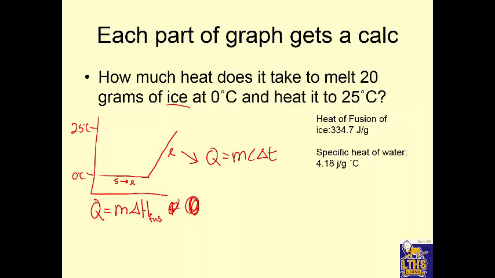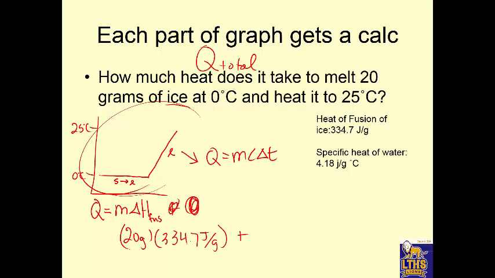Now, if I want the total heat for this whole thing, Q total, I have to add those two together. So I would take this Q, I would get the mass. It says 20 grams, given in the problem. Delta H of fusion is 334.7 joules for every gram. Plus the mass again, still 20 grams. We haven't changed the mass. Specific heat is 4.18 joules per gram degree Celsius. And then we have to figure out the delta T. So delta T is the final temperature, 25 degrees, minus the initial temperature of 0, and you get 25 degrees Celsius for delta T. So then I can plug that in there, 25 degrees Celsius.